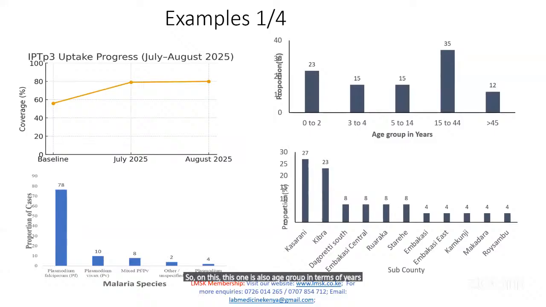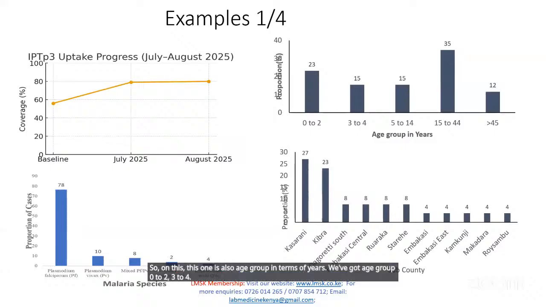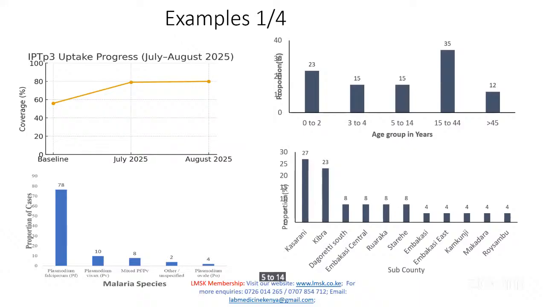We've got age group 0 to 2, 3 to 4, 5 to 14, 15 to 44, and over 45 years, which is very much important. That is in terms of age group. Then down, this one is in terms of place, and it also has cases.